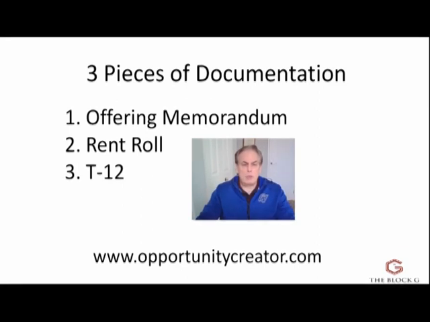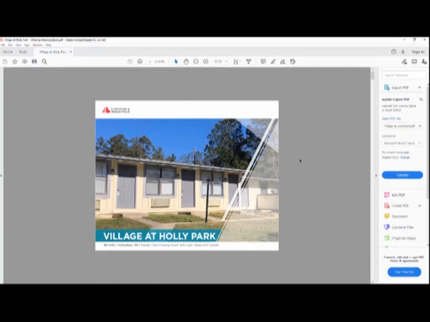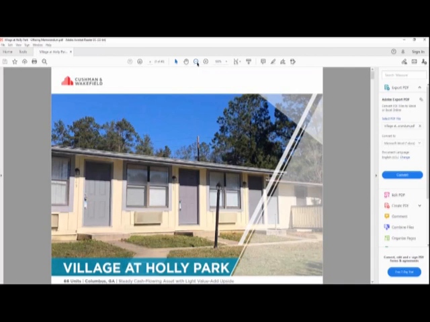Okay, so let me go over this real quick. Let me get out of this, and we'll show you each one of these individually. All right, let's take a look at the offering memorandum first. This is an offering memorandum for a property that we were looking at. The OM is produced by the brokers, and you can see this is Cushman and Wakefield.